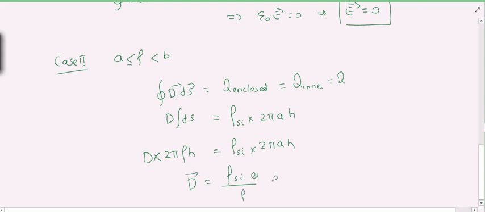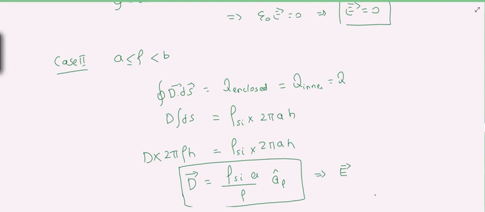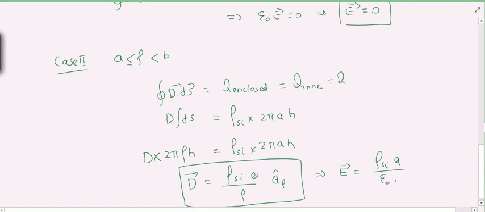So if I write in vector form, this will be in the direction of a rho cap, right? So this will be the value for displacement flux density. Now if I want to write the value of E, I can simply divide this value by epsilon naught if I am considering free space, or by epsilon if there is some dielectric or some other material than free space. So rho s a by epsilon naught rho, this will be the value of electric field in the a rho cap direction only, because D and E are both in the same direction.